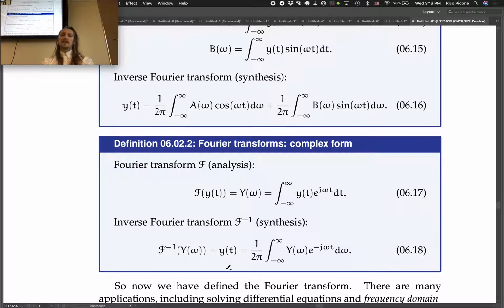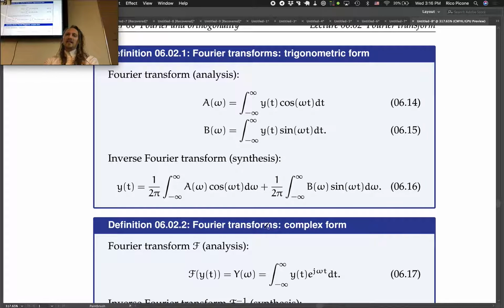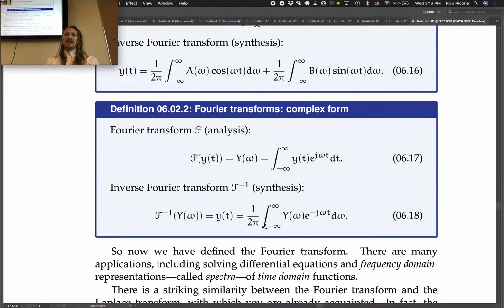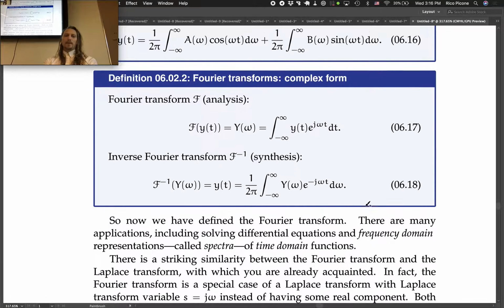So whereas in the Fourier series, a lot of times we would use the trigonometric form, the trigonometric form for the Fourier transform is rarely used. And you can see why. It's kind of messy. Don't really like that. And the complex form is nice and compact, and it has this nice symmetry to it. So this is the form that most people use.